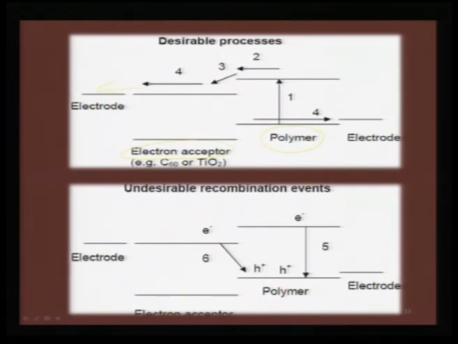This is the desired process, but what can happen is the undesirable recombination effects, where the electron can get bound to the hole as an exciton and is not free to move. Therefore, your diffusion length has to be pretty large for the traffic to be modulated in this direction. Or the electron can go to the electron acceptor level, but then again recombine in this fashion, which is not a desirable case.